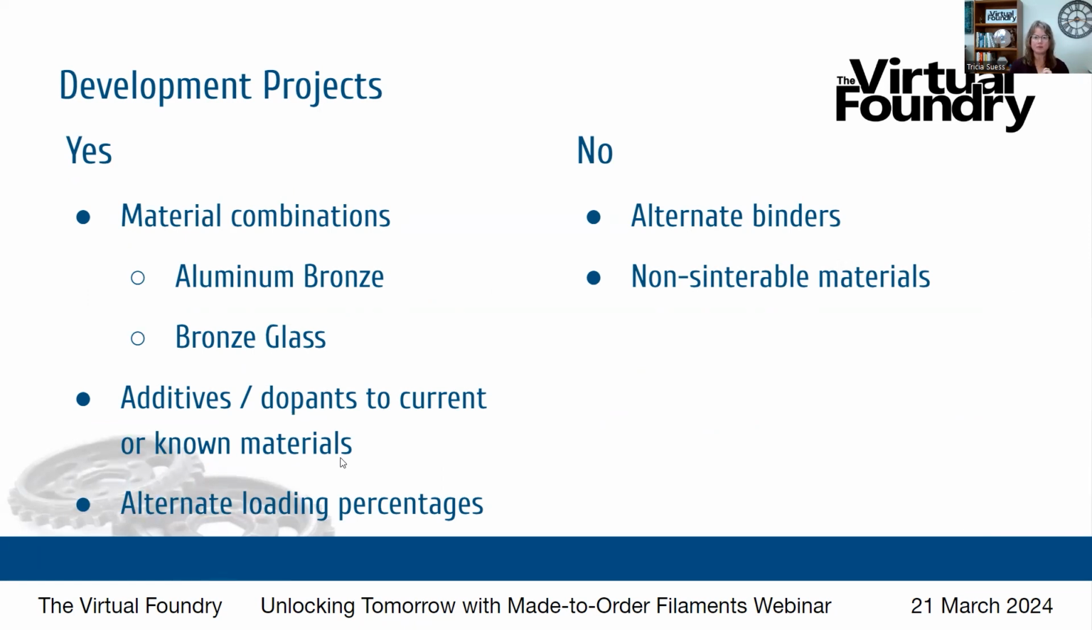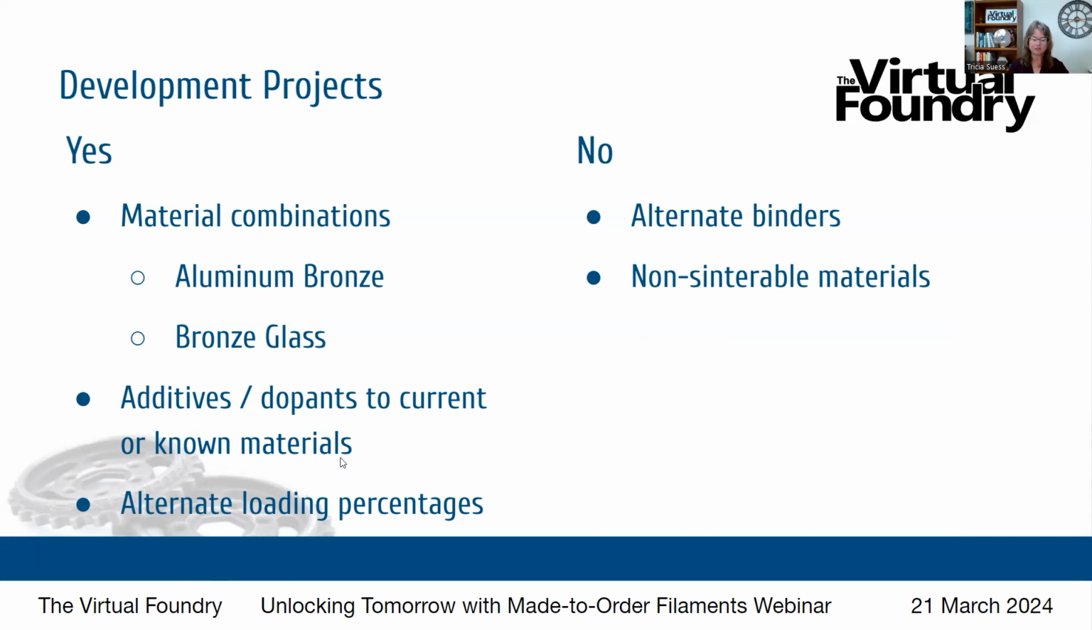Made-to-order filaments, we're generally talking about loading one material into our standard binder. We're manufacturing it in the same way that all of our other materials are manufactured. It presents a fairly straightforward process. When we're talking about development projects, that's a little bit different. So you saw molybdenum with carbon fiber on the previous slide. That's one example that's a little bit different from a standard made-to-order filament. So when a request falls outside of that category, it's in this development category.